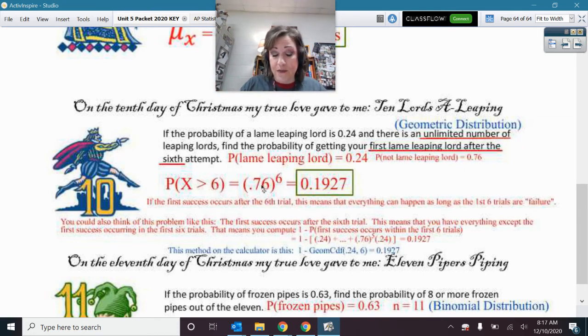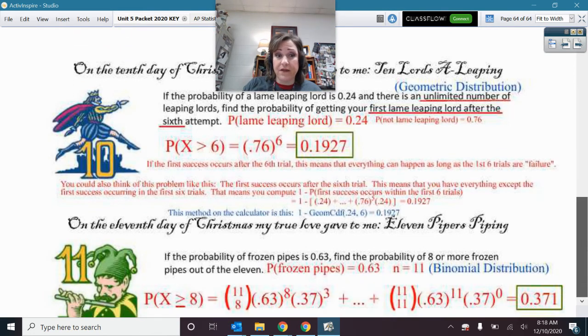So that's this. Now, you could also think of it like this. I want successes in all the places, but I don't want success amongst the first 6. I don't want that first success to be in the first 6. So the first success being in the first 6 is geometric CDF of a lame lord in the first 6. So you could do everything minus the first success being in the first 6. And that comes out the same. So it just depends on how your brain thinks of this, and people can think of it 2 different ways.